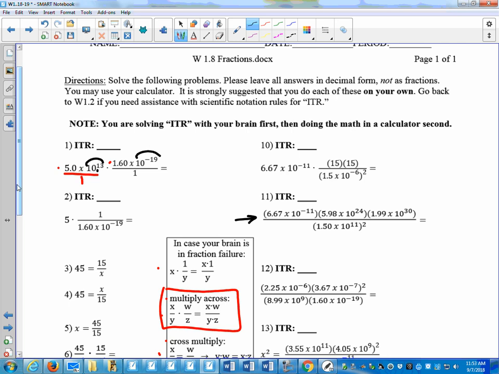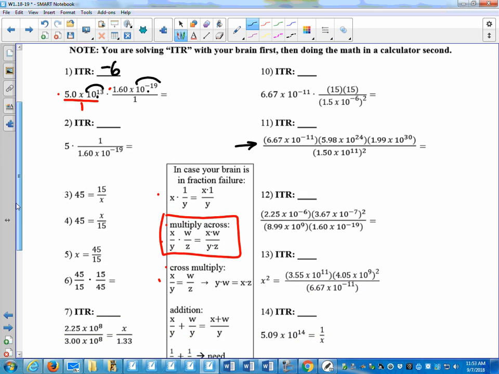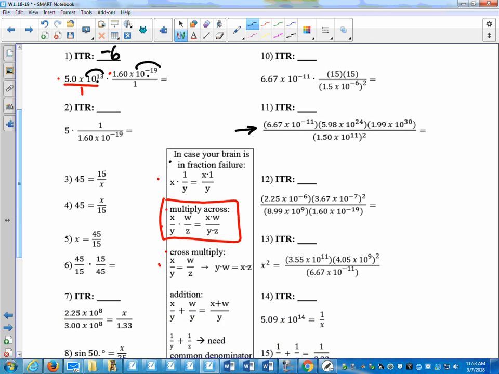So 10 to the 13th times 10 to the minus 19th, you add the exponents. This should be something around 10 to the minus 6th. Then you actually go through the process. This one, you'll do the calculations, put them in the calculator, and you will get some coefficient times 10 to the minus 6.